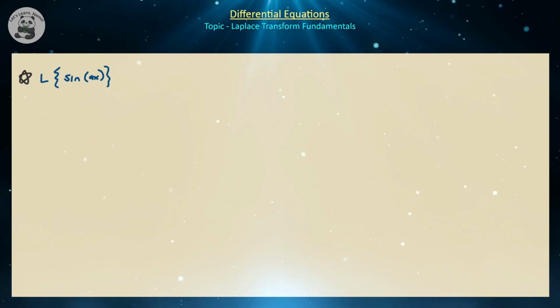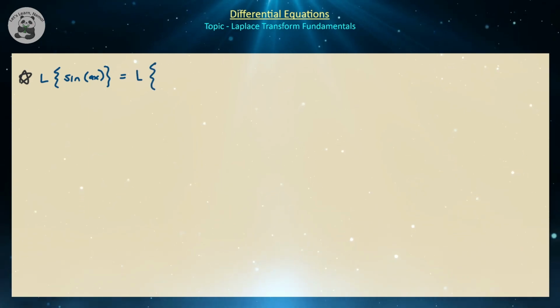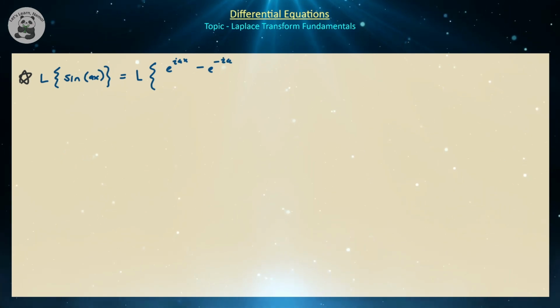Now that we have polynomials and exponentials taken care of, let's move on to the periodic trigonometric functions, in particular sine of x. So let's assume that it has an arbitrary little rate parameter a, so we can keep it as general as possible. Since we already know how to do the Laplace transform of exponentials, I want to start off with a complex representation of sine. So that's going to be equal to the Laplace transform of e to the iax minus e to the minus iax, all divided by 2i.